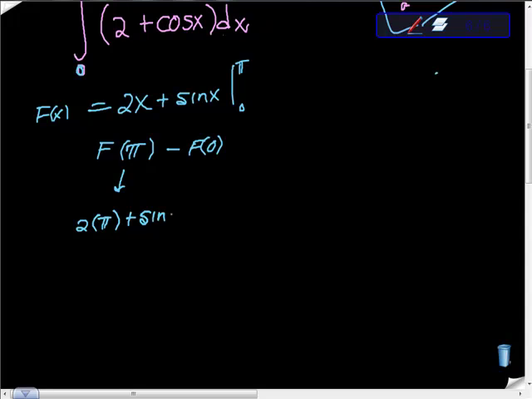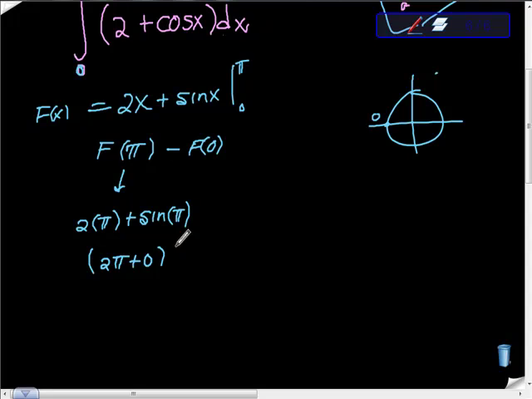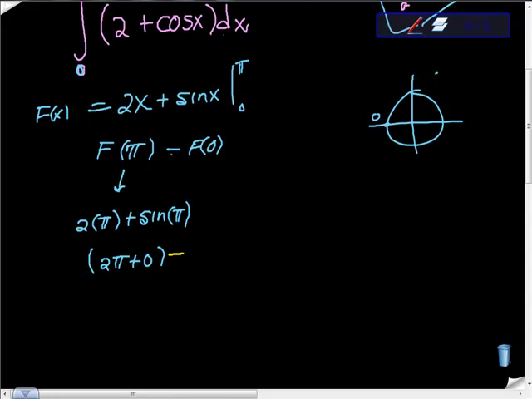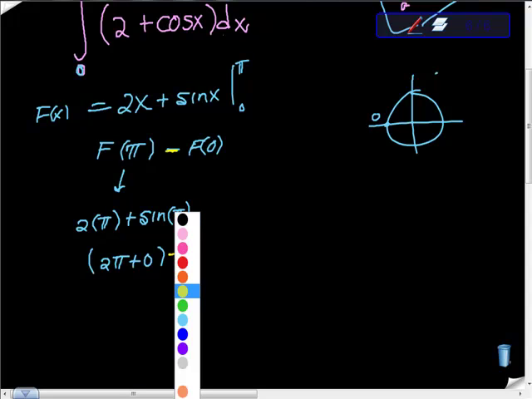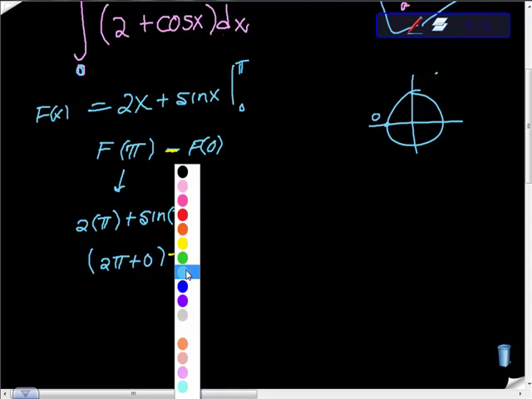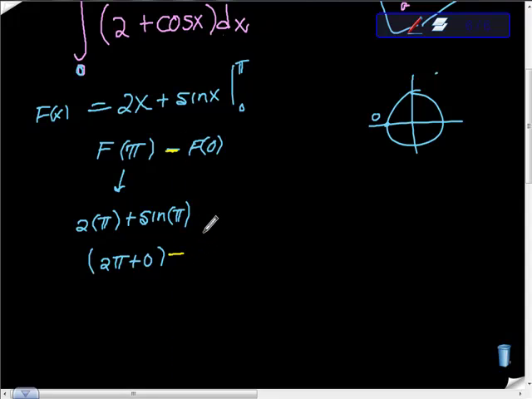Plus sine of pi. Well, sine of pi, I'm just looking at the unit circle here. Pi is right here, and the sine value is 0. So sine of pi is 0, so I have 2 pi plus 0. You don't have to show all this; I'm just showing you where I got it. This negative sign right here is this one right here. In this case, it's not going to be very important for you to know that, but I just want you to keep in mind that formulaically this negative sign exists.